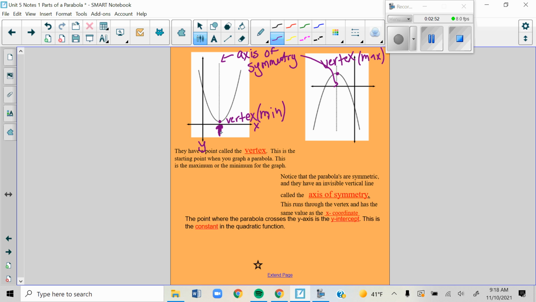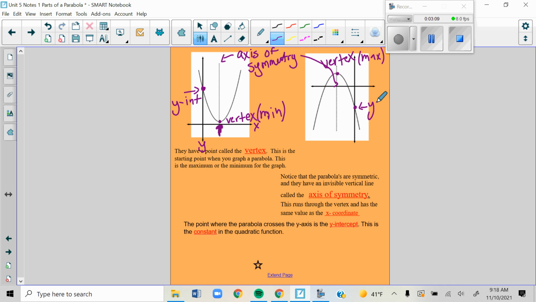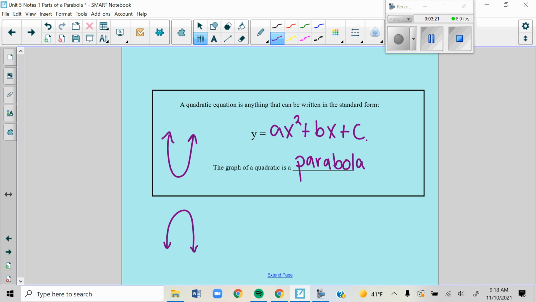All right, there we go. The point where the parabola crosses the y-axis is the y-intercept. Okay, so this right here is our y-intercept. It's where our graph crosses the y-axis. And here's our y-intercept in this picture. The y-intercept in the function, the actual equation of it, is the constant. So if you jump up and look, this c value is our y-intercept. Now notice c is a constant. It has no variable. Okay.